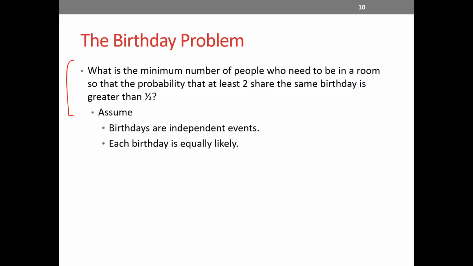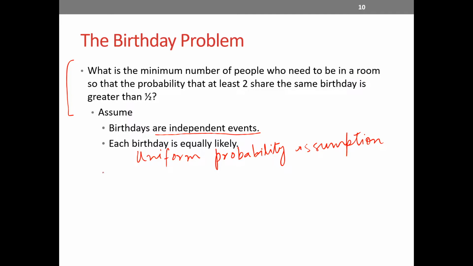In both cases, I am trying to find some probability. The assumption is that birthdays are independent events, so no two birthdays are dependent on each other. That's my first assumption. The second assumption is the uniform probability distribution assumption, which means each birthday is equally likely. I'm also making another additional assumption here that there are 366 days in a year.